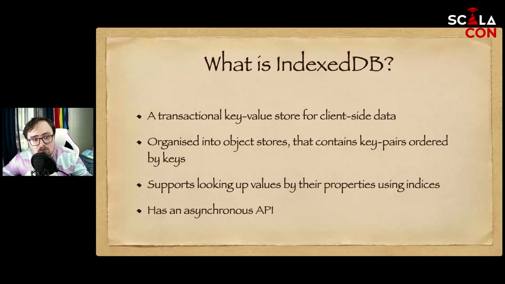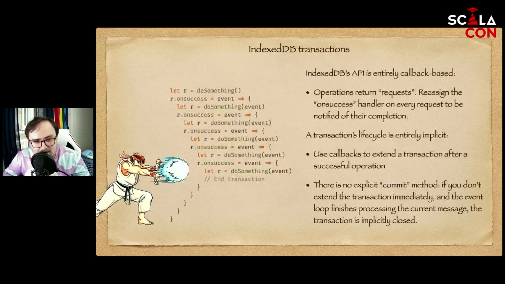And it also supports looking up values using their properties, using indices, which are essentially object stores whose keys are properties of objects in another object store, and whose values are keys that point to these objects. And it has an asynchronous and imperative API. So let's take a look at vanilla IndexedDB.